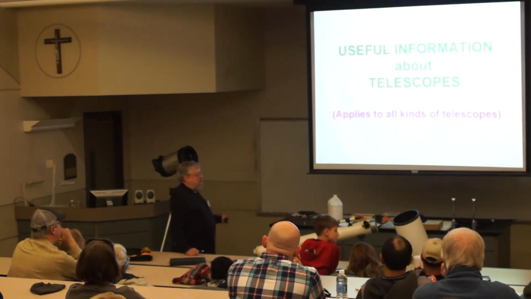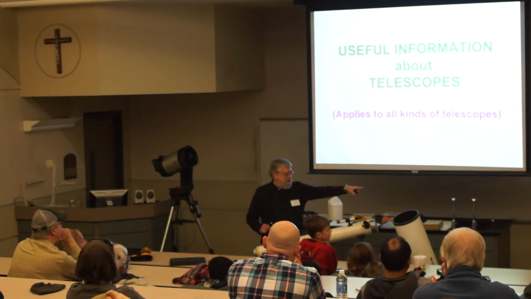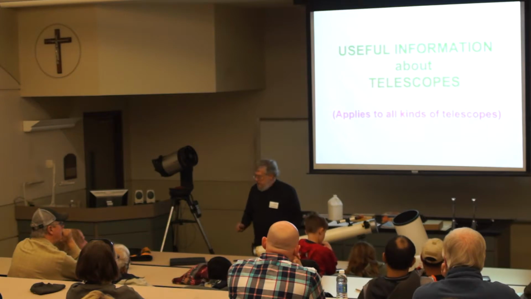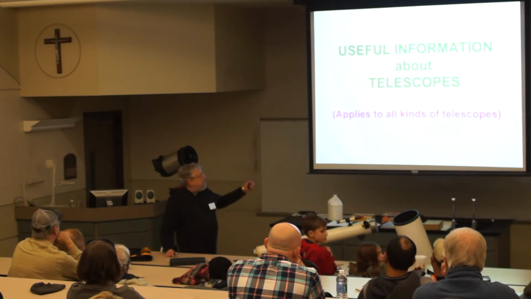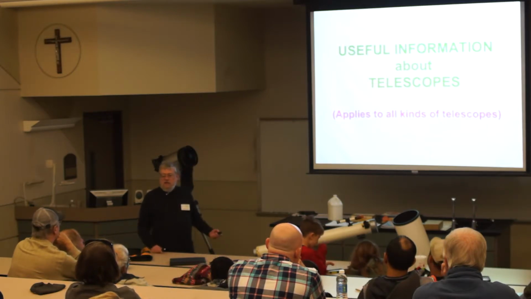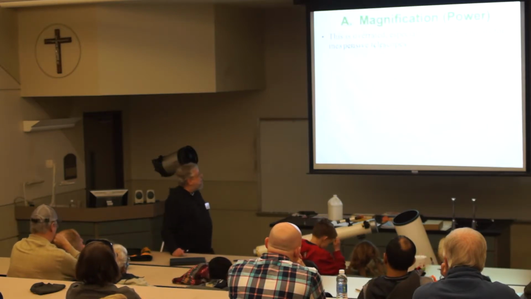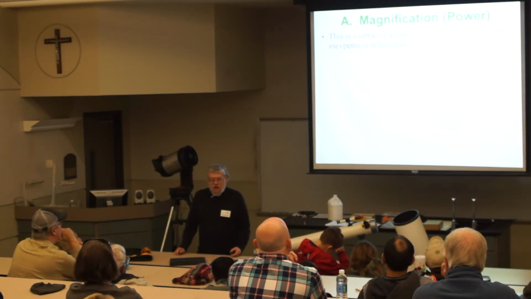Okay, so those are the 3 basic types of telescopes. A refractor, like we have down here, a couple of reflectors, and the hybrid catadioptric scope here. What I'm going to show you now are various principles of telescopes that apply to all types, not just any one of those. First is the concept of magnification or power.